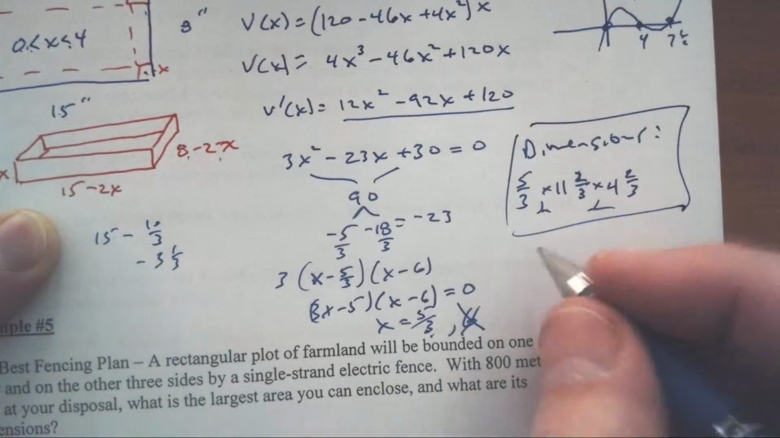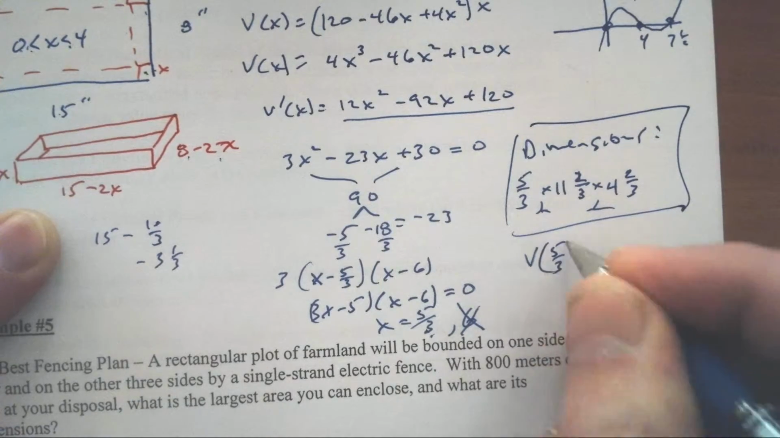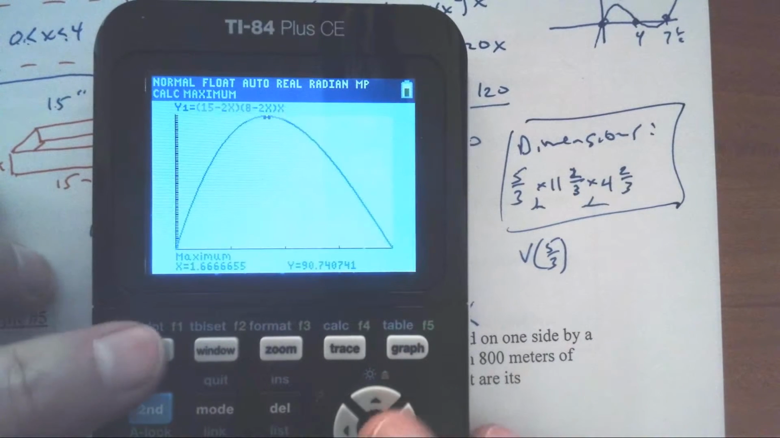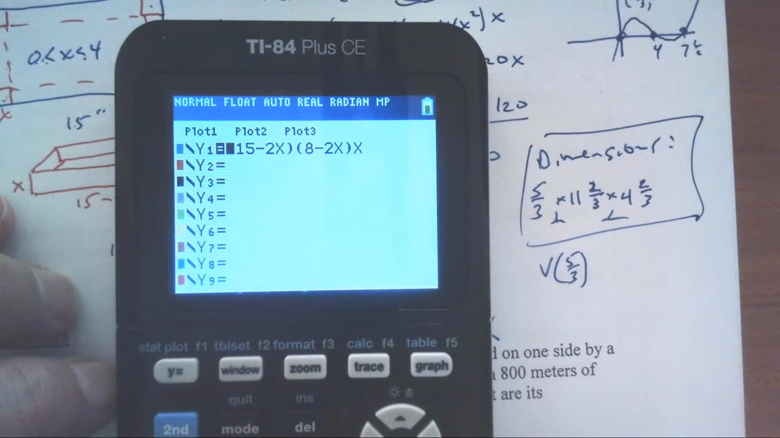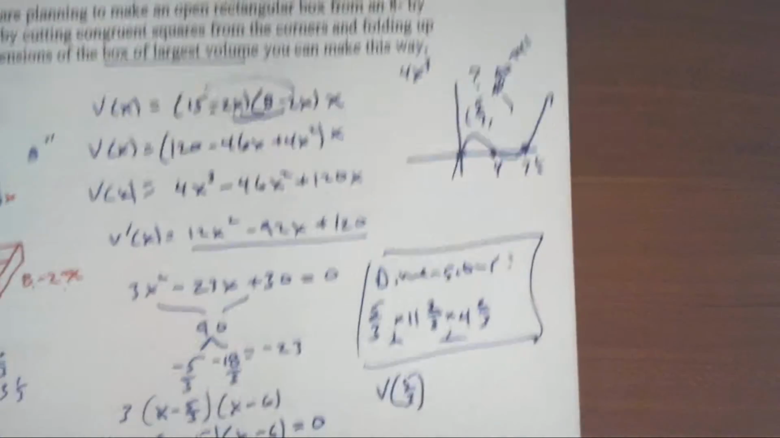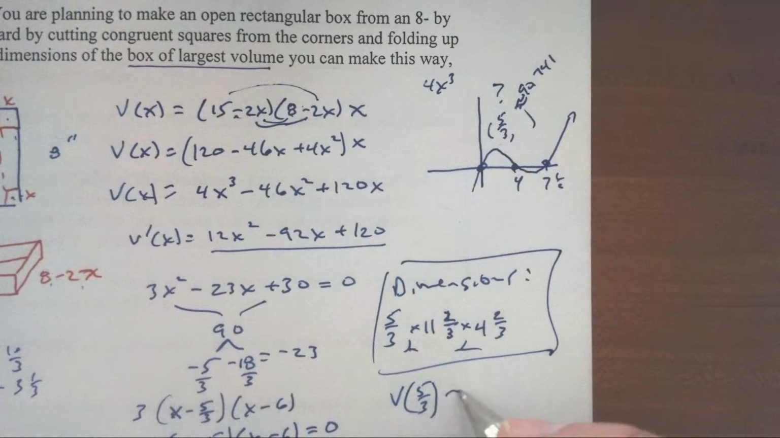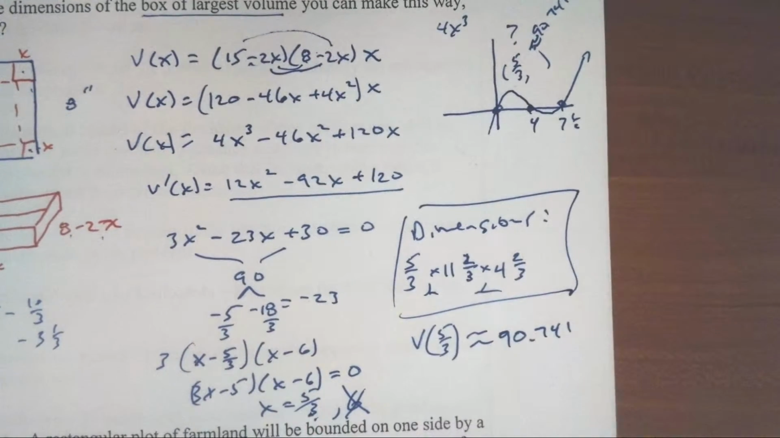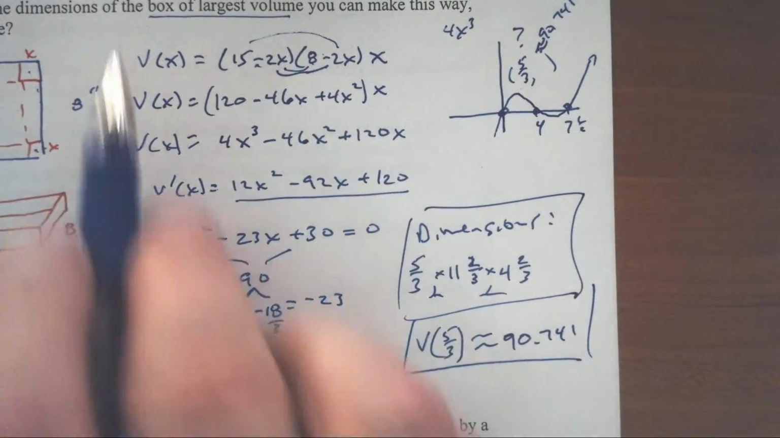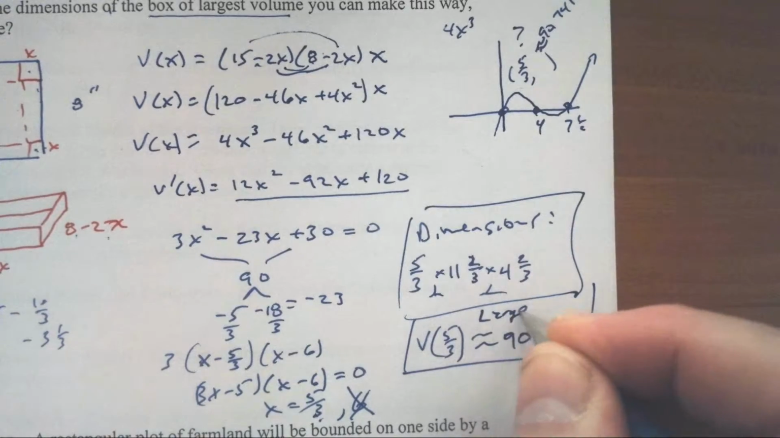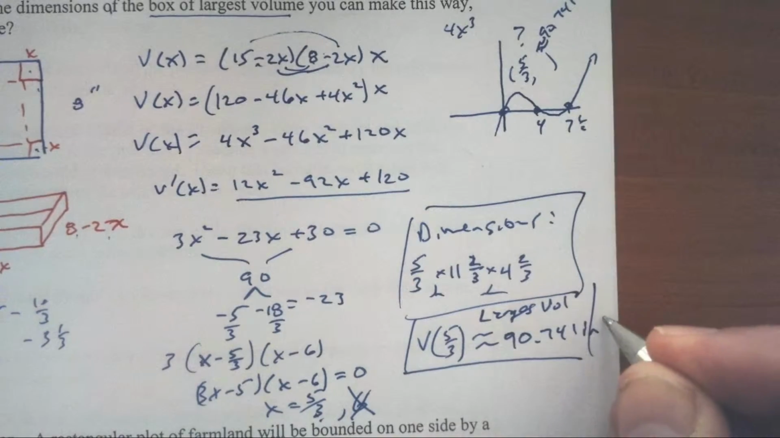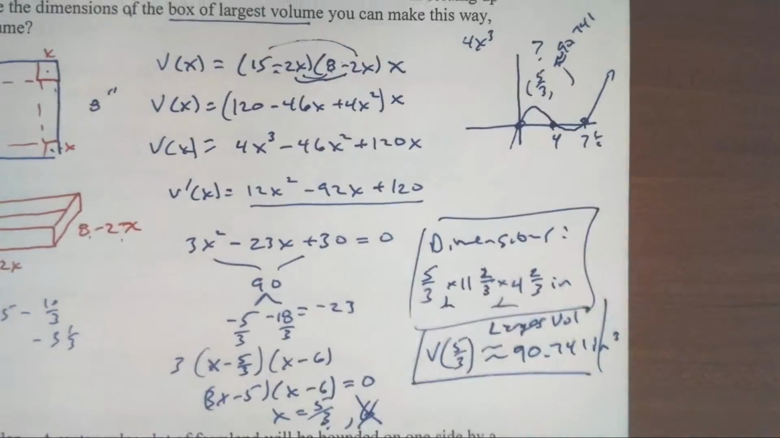And what is our largest volume? Well, the volume is going to be V of 5/3. So V of 5/3, we'll go back to that guy. This is my y equals, so I'm going to kind of cheat on this, but I was going to use a calculator anyway. My V of 5/3, we'd already gotten that, was approximately 90.741. So that would be our largest volume, and what units are we working in here? That's inches cubed. This would be inches.